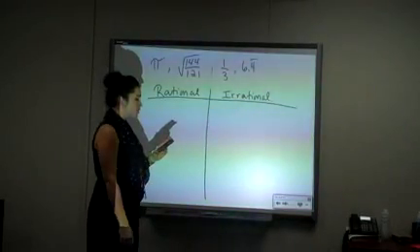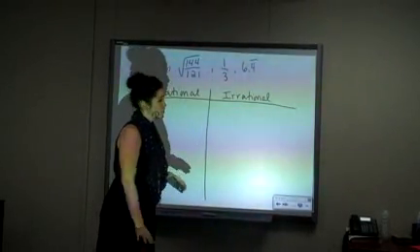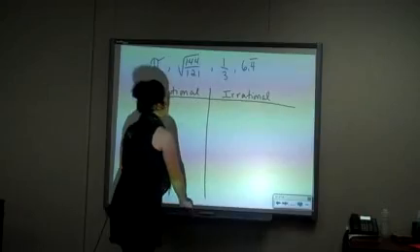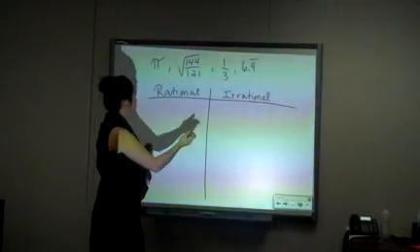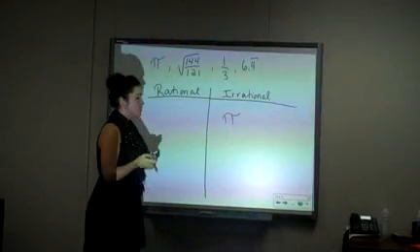Pi is 3.141592654, and I know some of you already know that. So no pattern, it doesn't end, it's an infinite decimal, so it would be irrational. So you just put it under irrational.